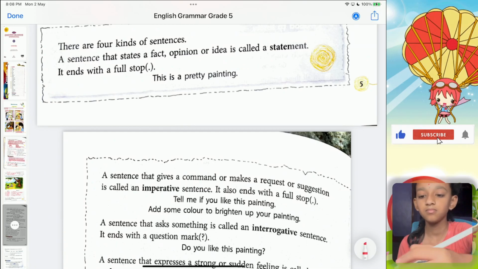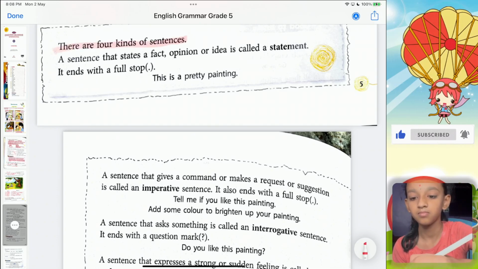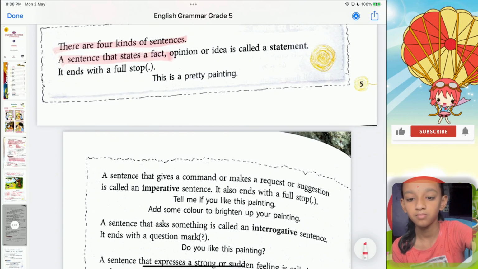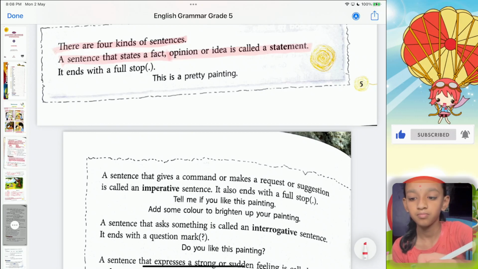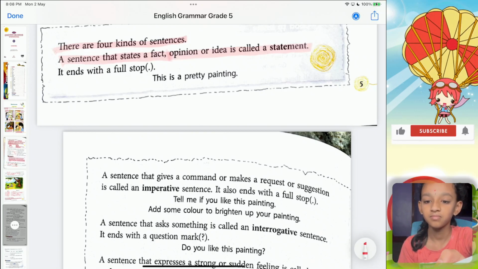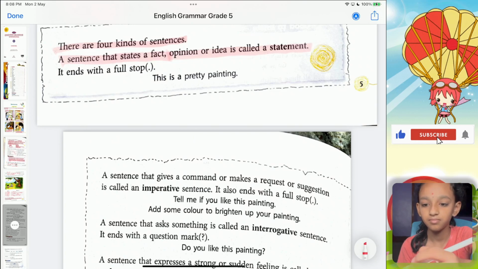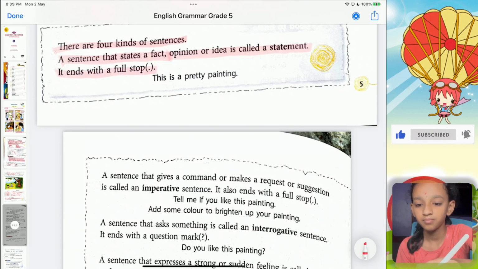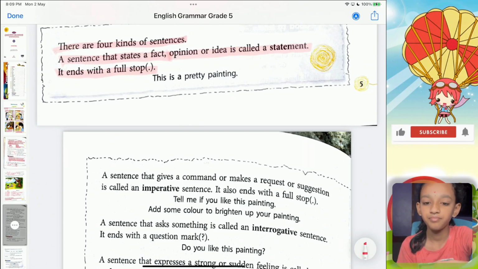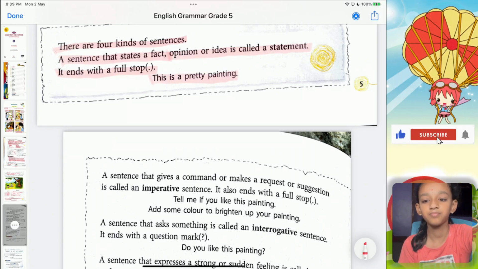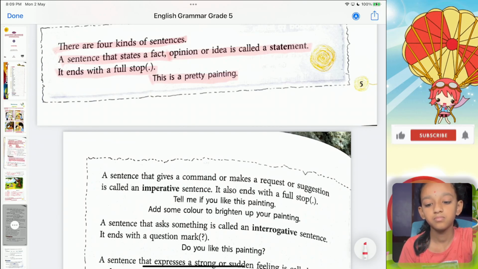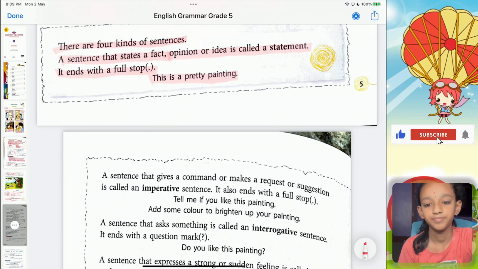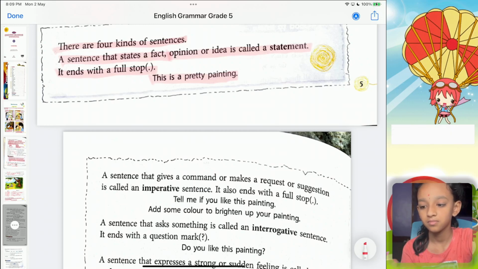There are 4 kinds of sentences. A sentence that states a fact, opinion, or idea is called a statement. So what is a statement? A statement is a sentence that states a fact, opinion, or idea, and it ends with a full stop. This is a pretty painting. It's actually a statement, because it's an opinion about the painting. So the painting is pretty, and it ends with a full stop, right? So that's why it is called a statement.